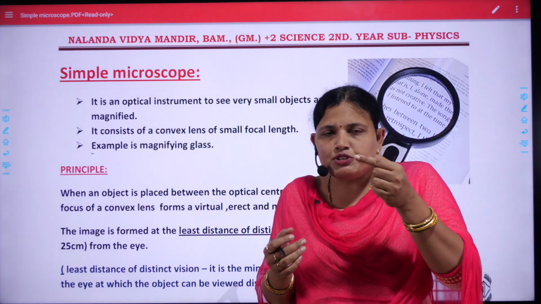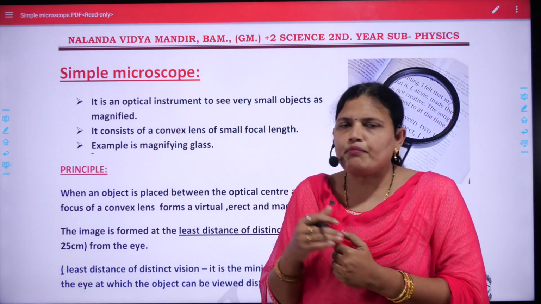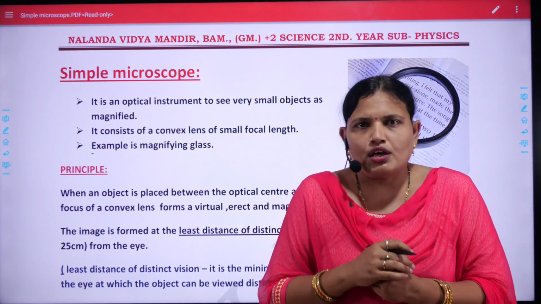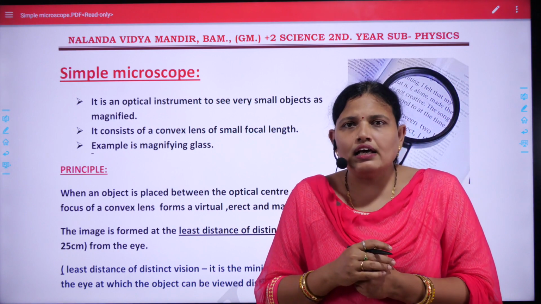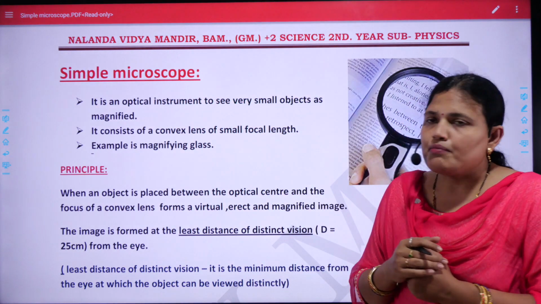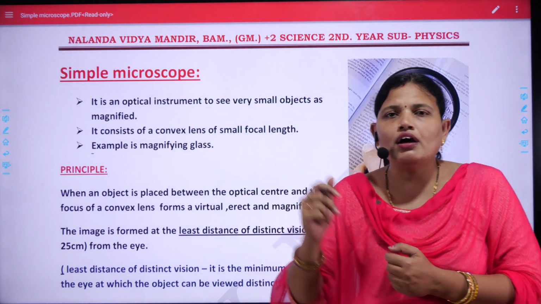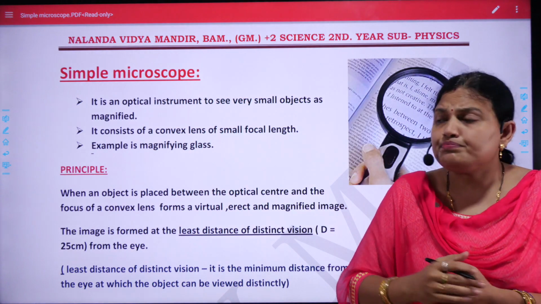In the biology lab, to see small slides and structures, we use the compound microscope. These are the practical uses you can see in day to day life of the simple microscope. Nothing but your convex lens, nothing but your magnifying glass.